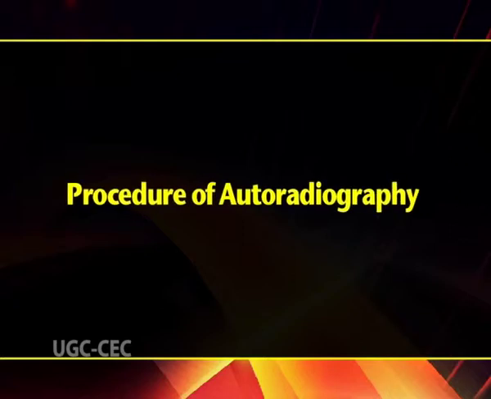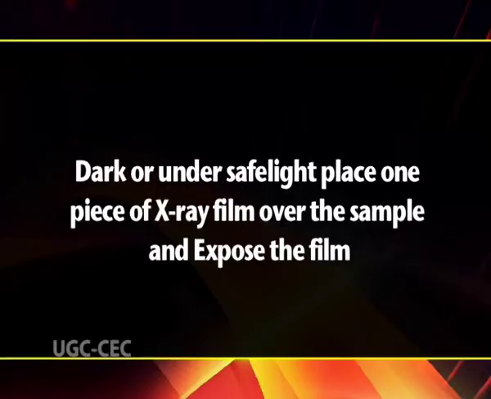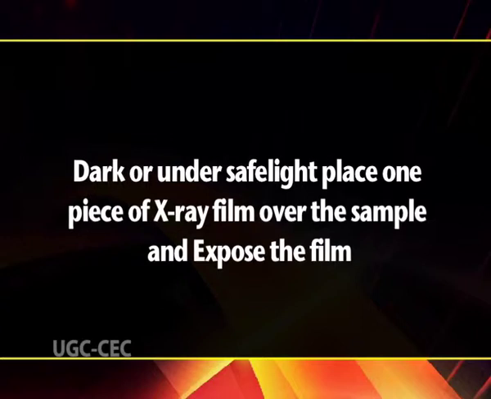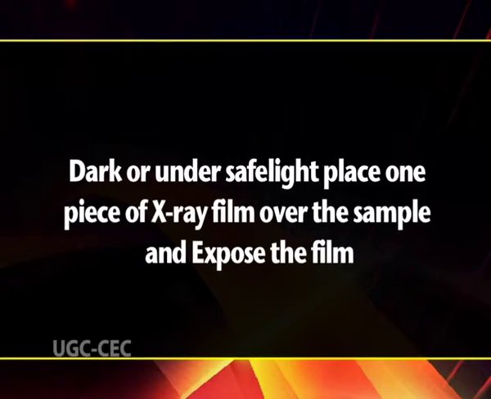Now coming to the procedure of autoradiography. First, prepare the gel or blot, wrap wet samples in plastic wrap, and tape the sample to the inside face of an X-ray cassette with enhancement screens. Along one side, fasten a phosphorescent ruler or other orientation aid. If a marker other than a ruler is used, be sure to include enough markers to unambiguously align the developed film to the sample. In the dark or under safe light, place one piece of X-ray film over the sample and then expose the film.